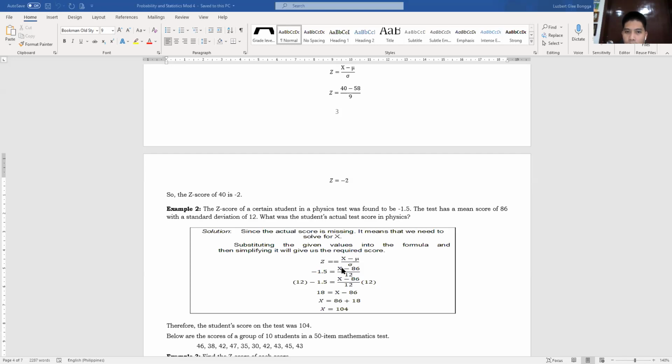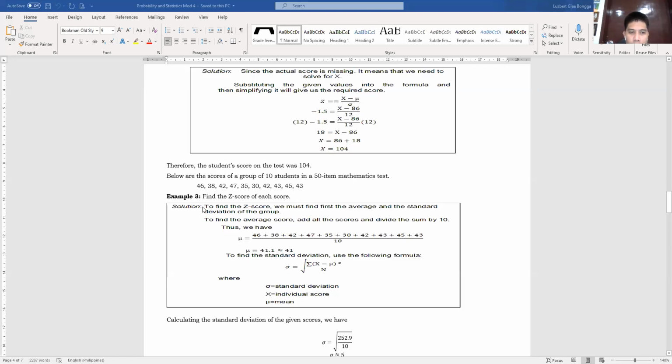So ang x nato karon mao ang pangitaon since na si z negative 1.5, so ato i-substitute diri. So mu is 86 then divided by 12. So by manipulating this equation, we can come up with x that is equal to 104. So therefore, ang ato ang raw score now is equal to 104. Therefore, the student's score on the test was 104.